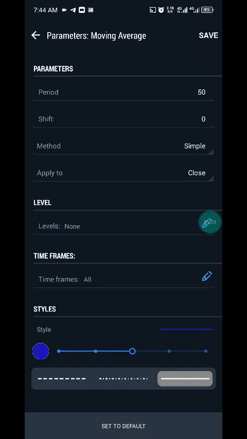Then we have the moving average. We have the period of 50, shift of 0, method to be simple, apply to close, and there is nothing in levels now. We have none in levels. So now we have our style to be in blue color.